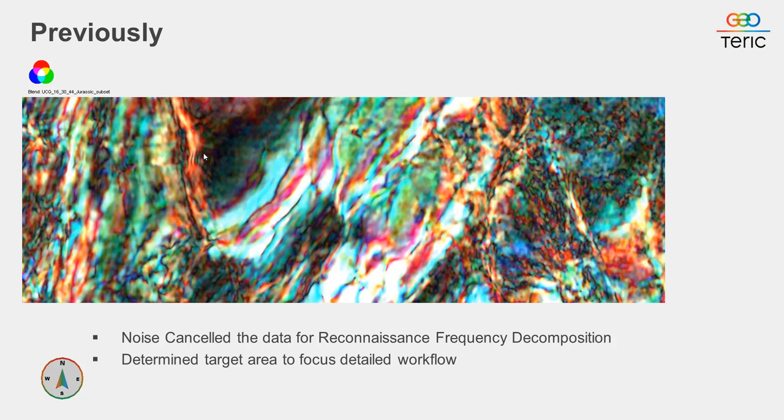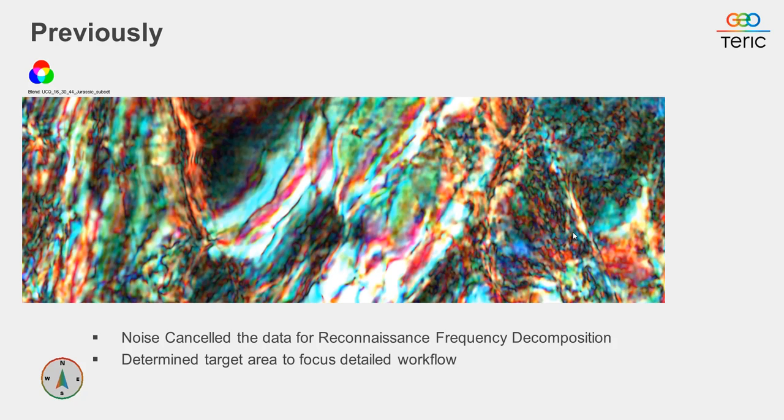So previously what we've done to the data is we started out with our full volume and we applied noise cancellation to the data to clean it up so that we could then do a reconnaissance frequency decomposition blend. And this is the result of our frequency decomposition. This is a uniform constant Q, and it gave us the best relationship between vertical resolution and frequency resolution. This is a time slice through the Jurassic, and you can see these nice bright white amplitudes down here. And we do know in this area that these bright amplitudes do correspond to gas. So we decided we would focus the rest of our workflow on this area to get a good interpretation of the area.